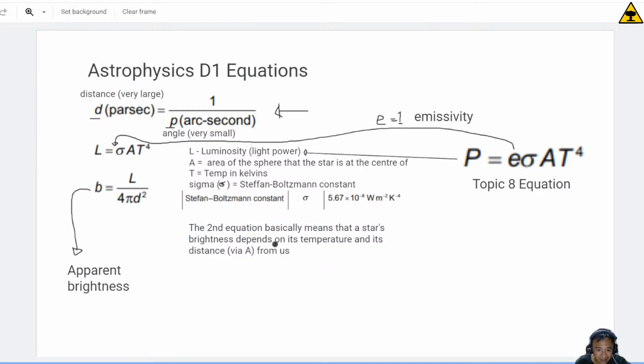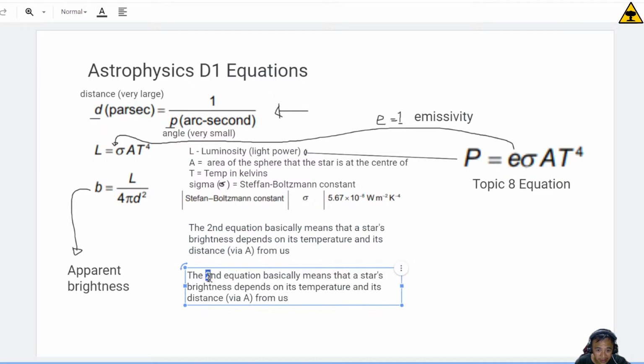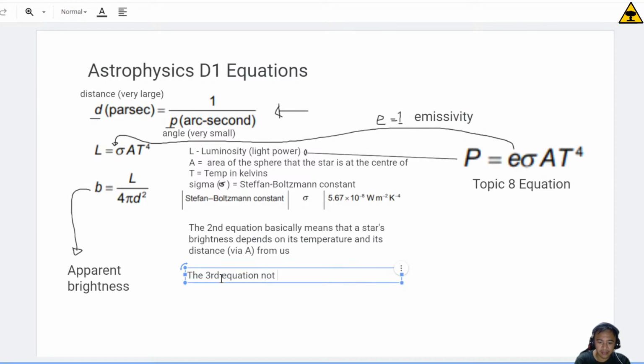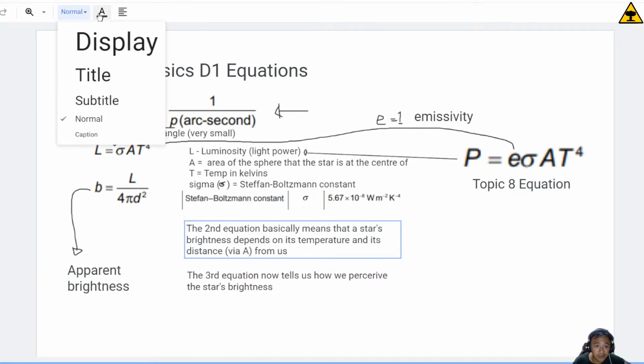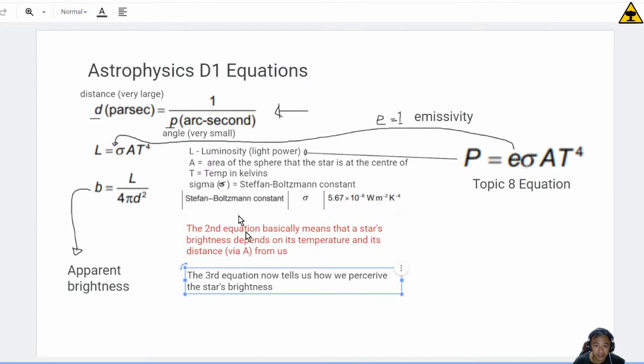Kind of, right? Because the third equation exactly tells us how we perceive its brightness. Now it tells us how we perceive the star's brightness. Okay, that's it. So these are the three equations for this particular unit.